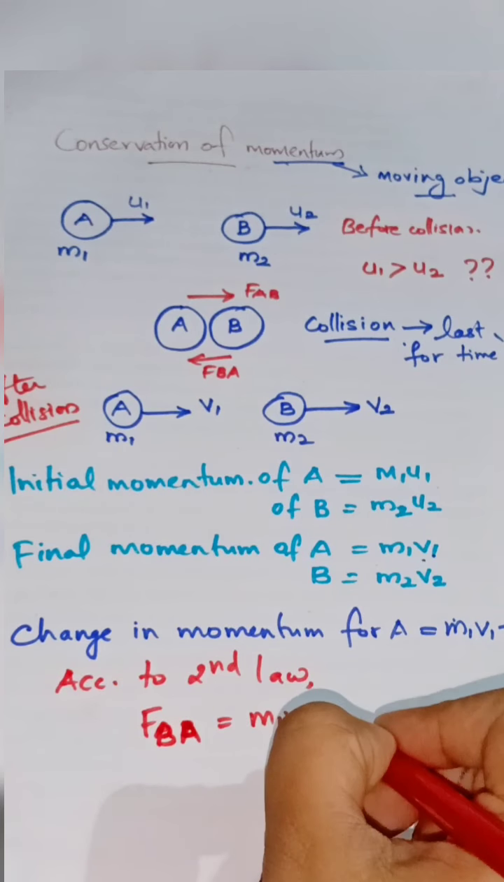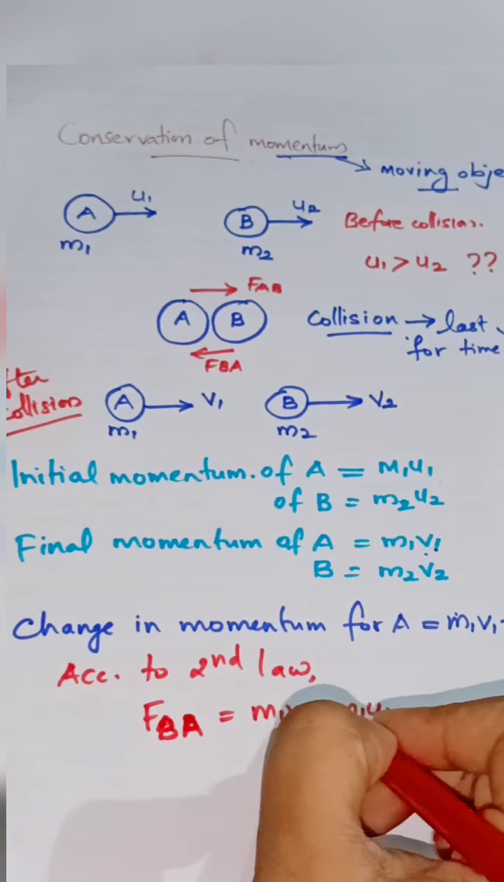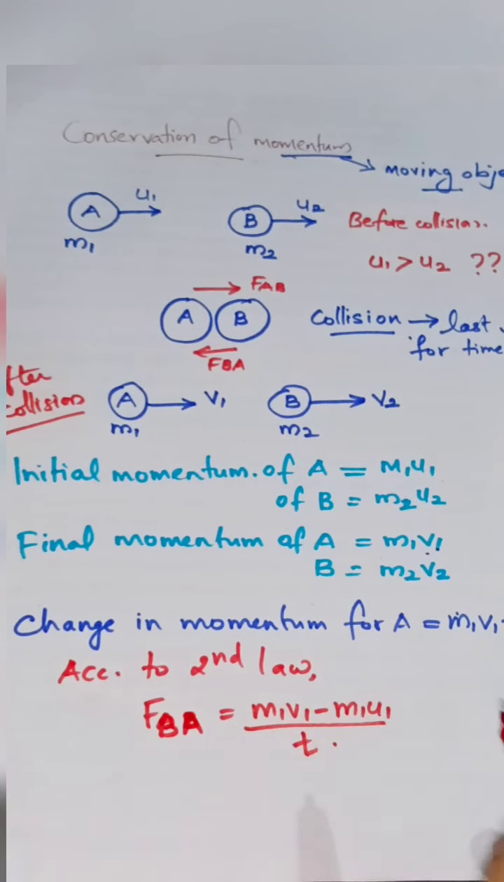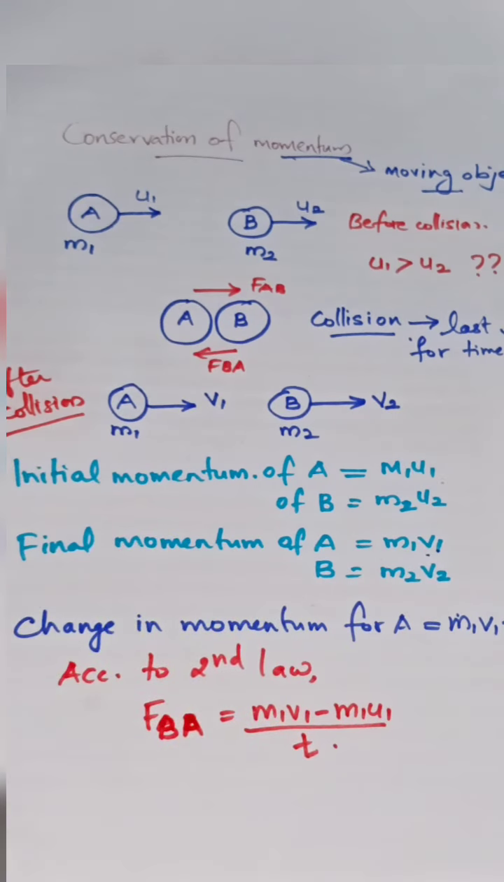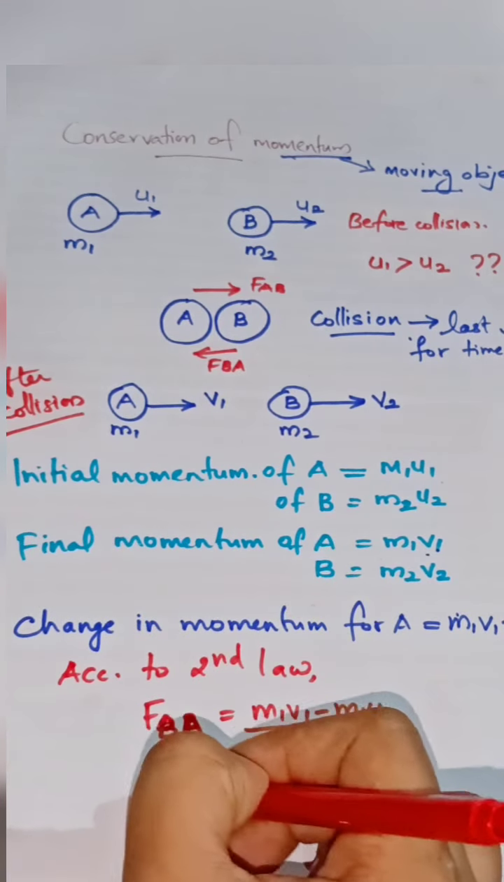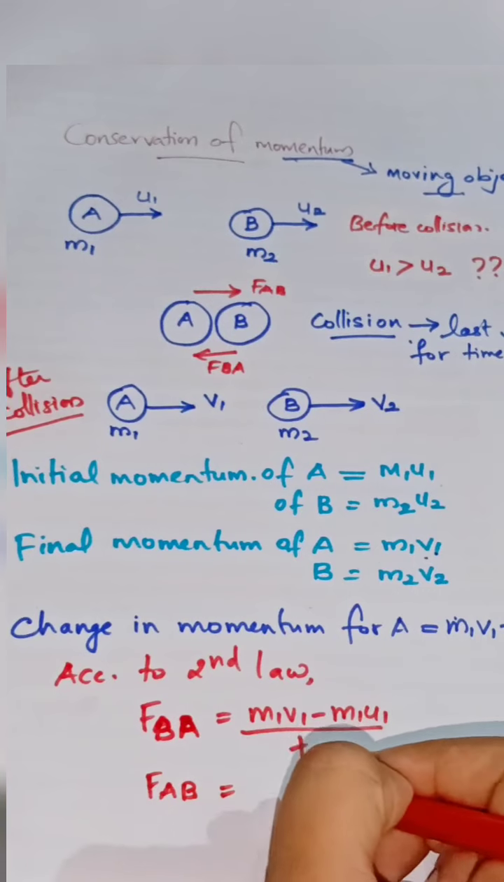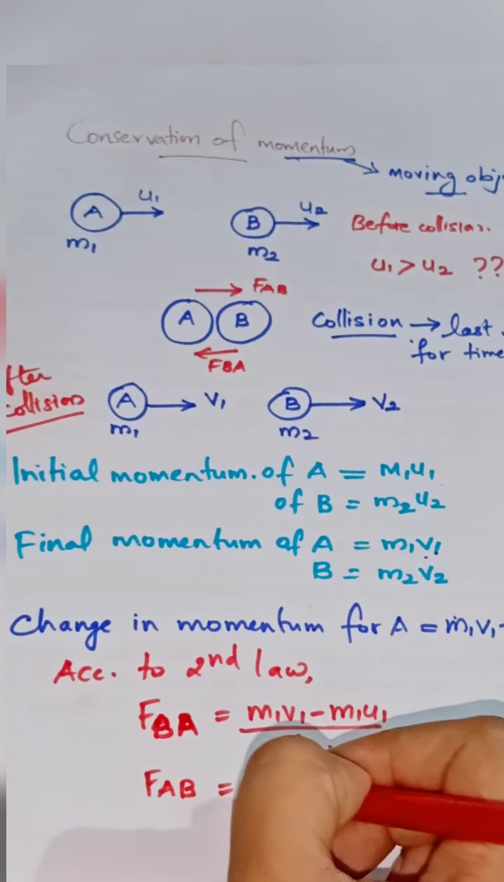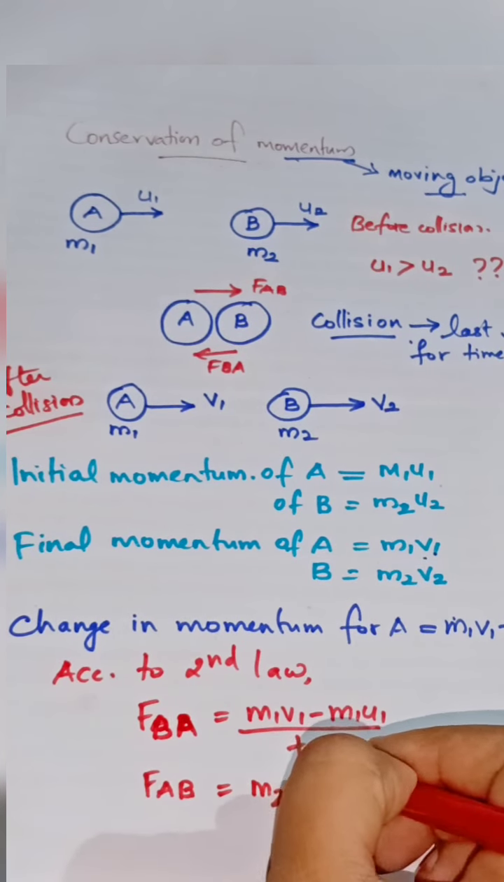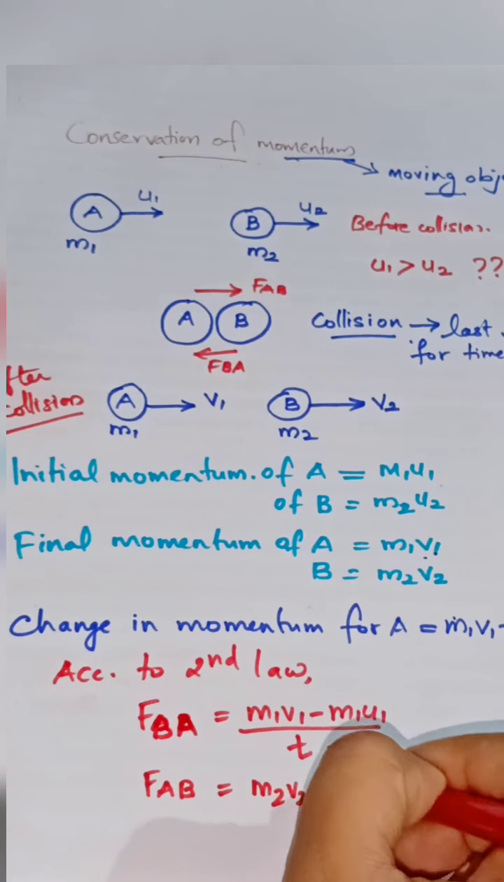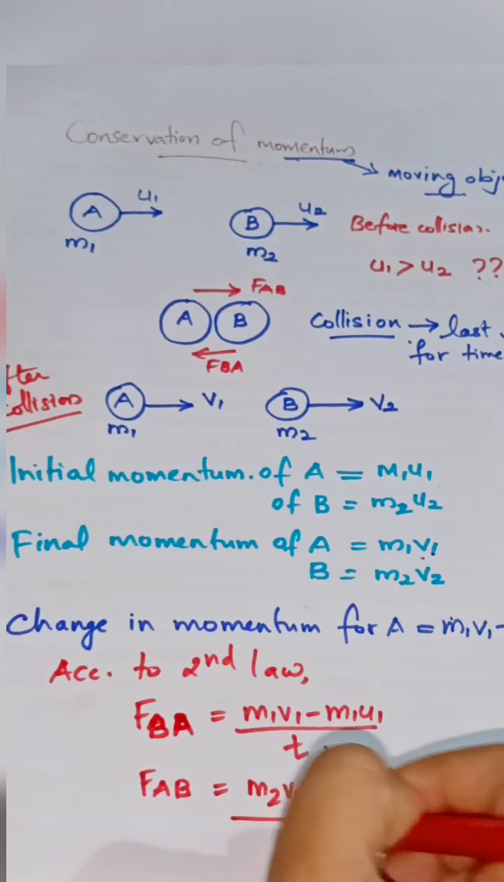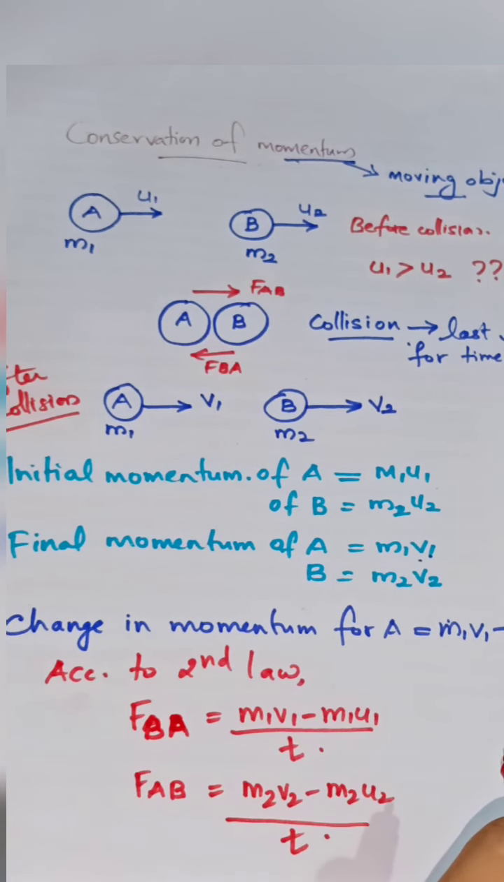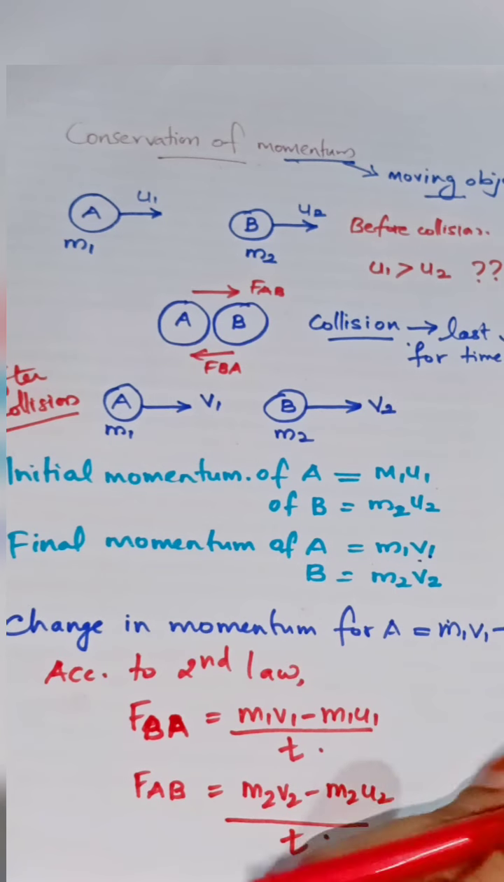So, for ball A, the force given by B on A, that is the force which is acting on A, will be this change in momentum for A, that is m1 v1 minus m1 u1 divided by t. So similarly for ball B, we can write FAB is equal to m2 v2 minus m2 u2 divided by t. That is the change in momentum for B divided by t.